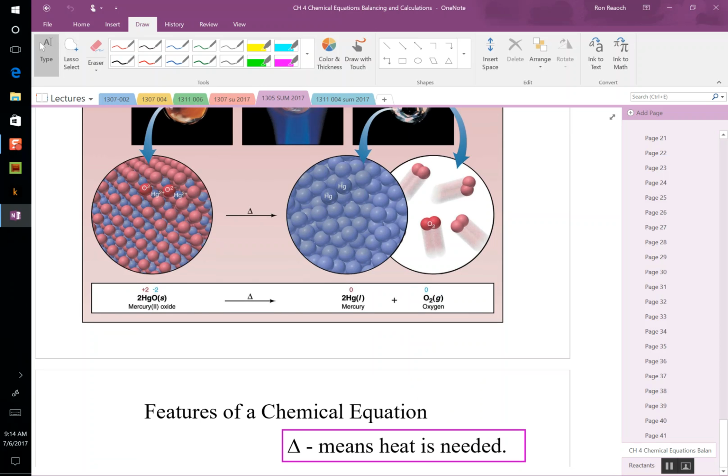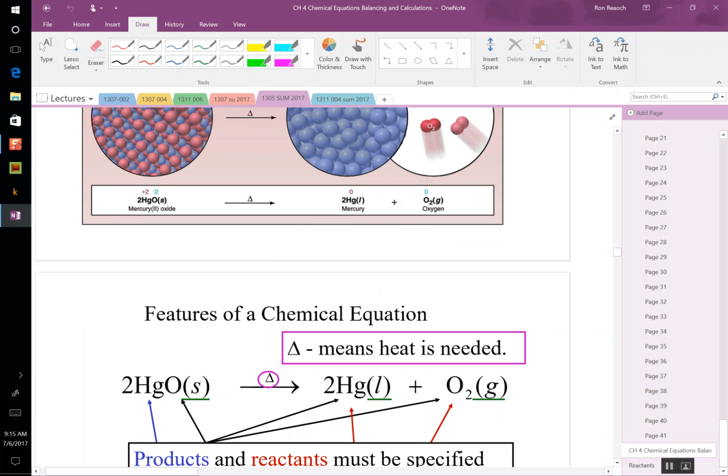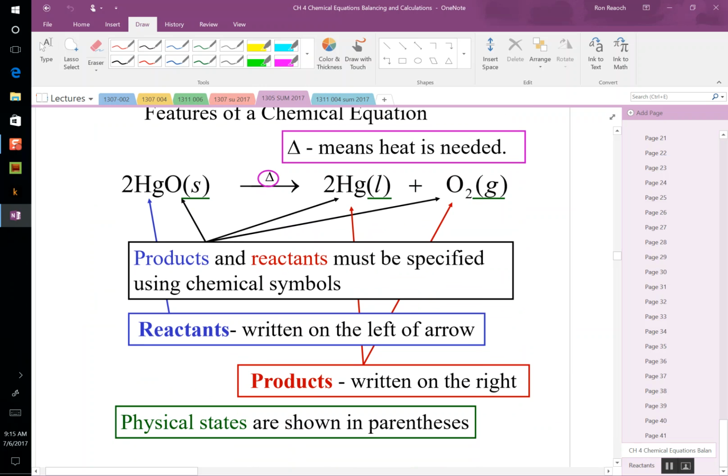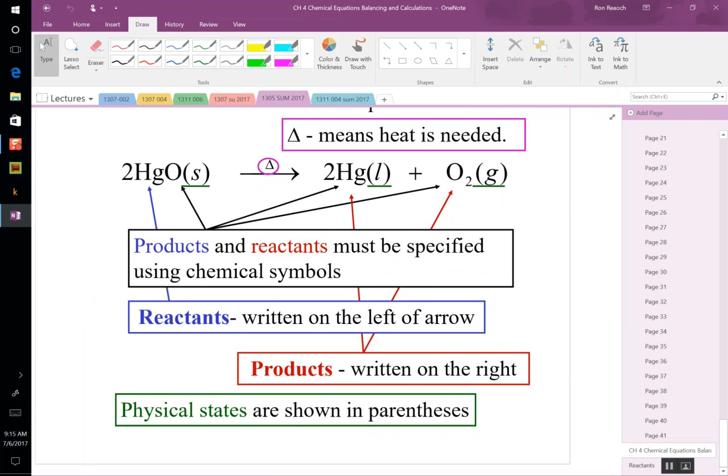I have a few slides on another set of slides here. It talks about types of chemical reactions. So I'll talk about them in a little more systematic way, but I'm just pointing out what kind of reaction that is. That's decomposition. Products and reactants must be specified using their correct symbols. That's mercury 2 oxide. That's oxygen, and that is elemental mercury.